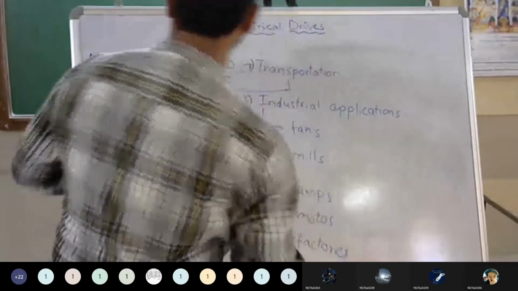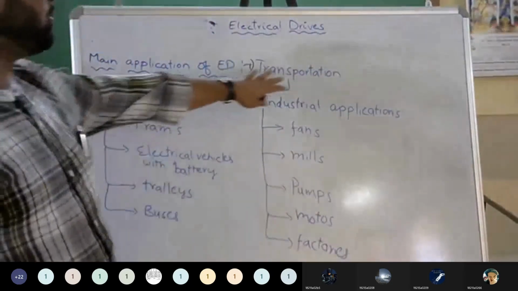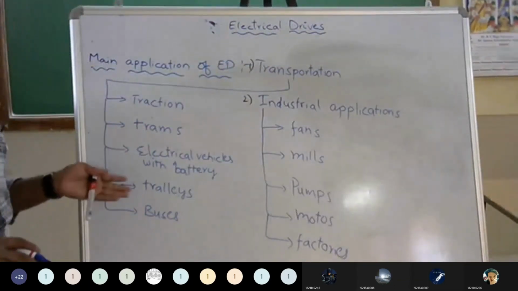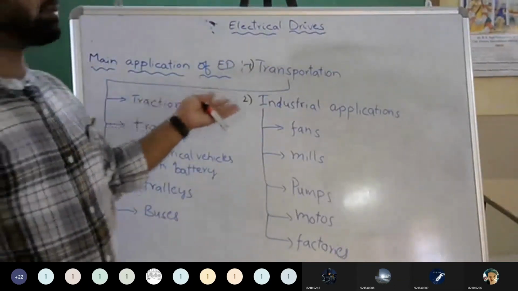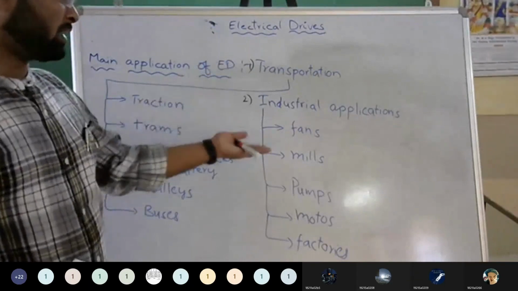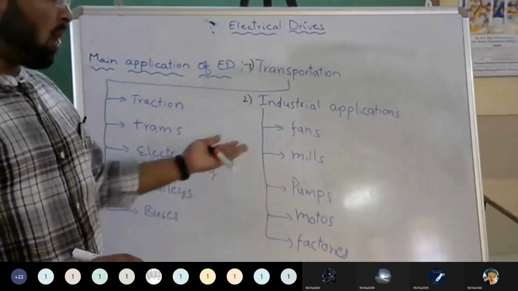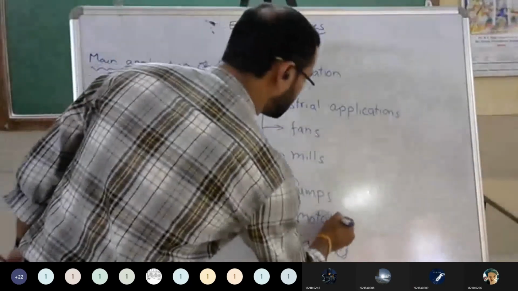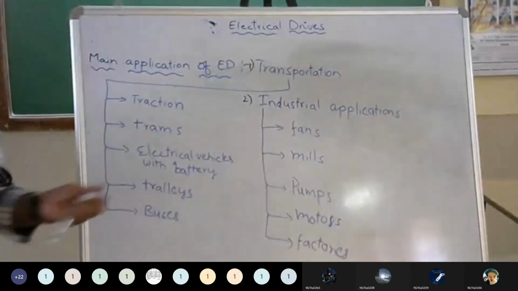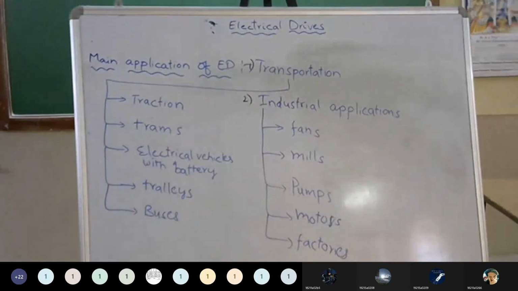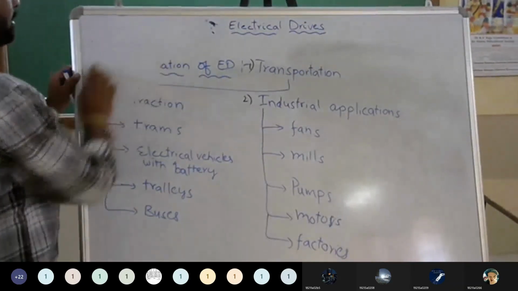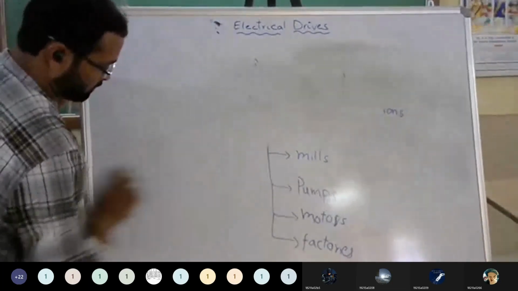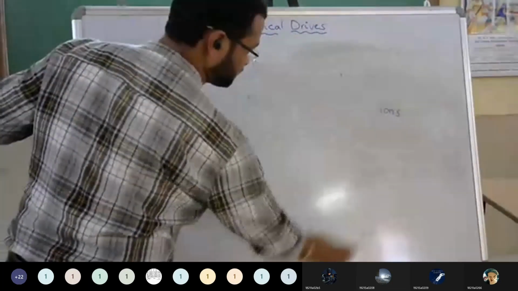Okay. So these are the main applications. Mainly we will use them for transportation: traction, trams, trolleys, buses, electrical vehicles, and everywhere in industry we will use the fans, mills, like textile mills, paper mills, all those mills, and pumping systems. So many motors and factories are also available. So these are the applications of electrical drives.